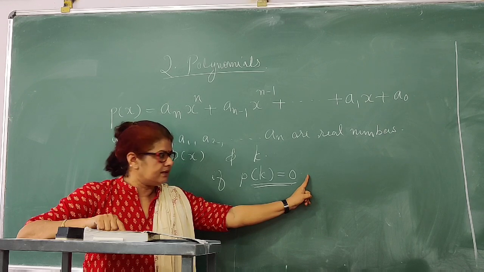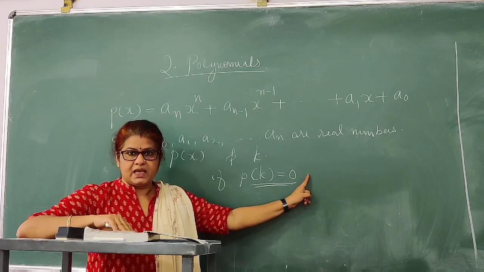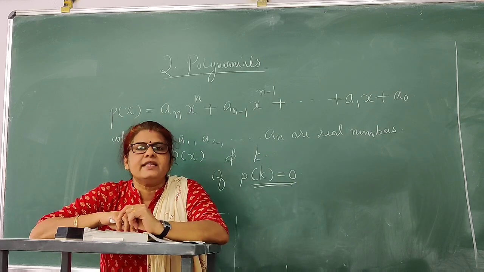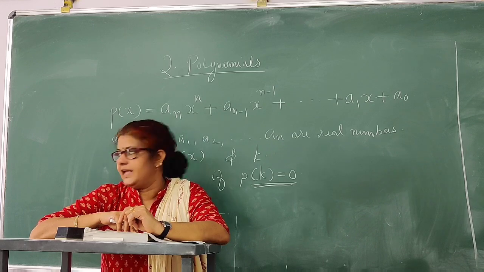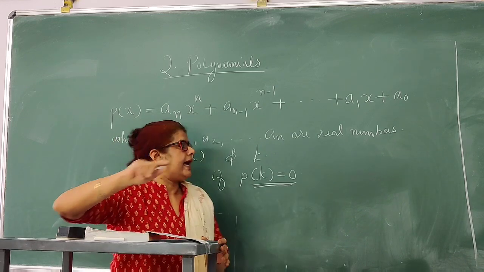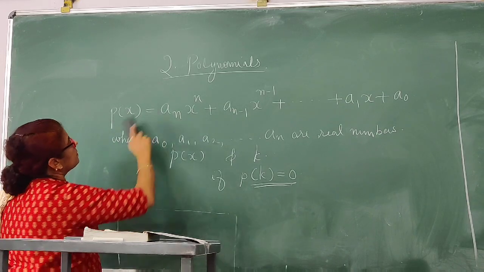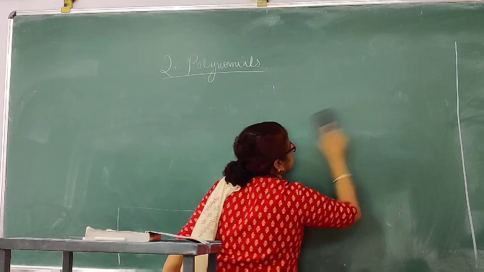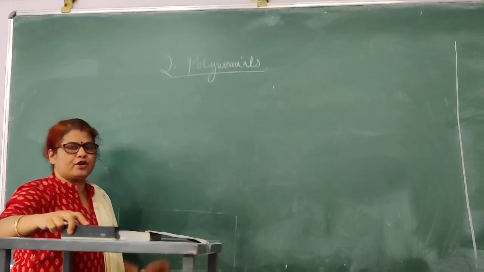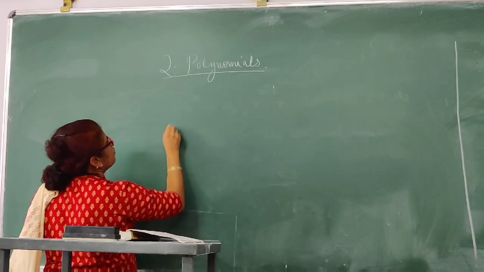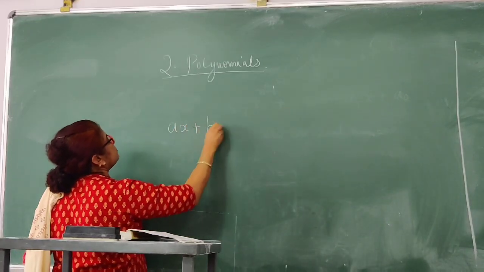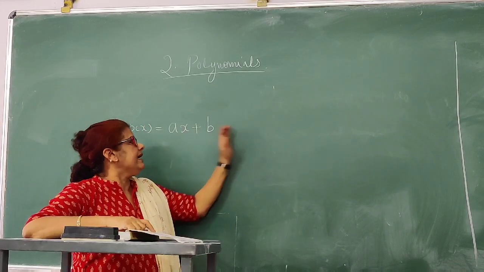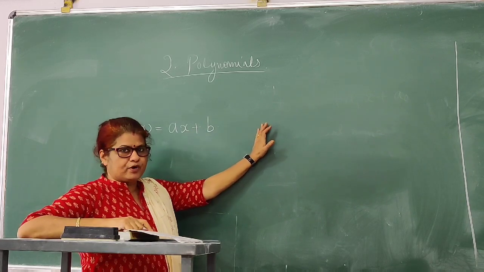Then this year our first topic is zeros, and the relationship between the zeros and the coefficients of polynomials. The standard form or the general form of a linear polynomial is given by, as you know, ax plus b. p(x) is equal to ax plus b is the standard form of a linear polynomial.